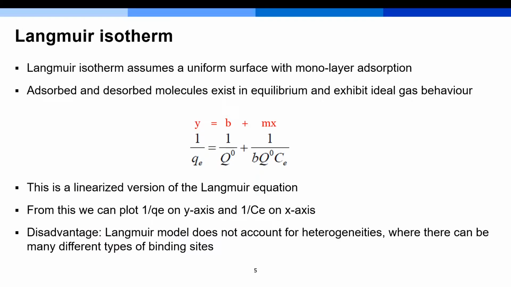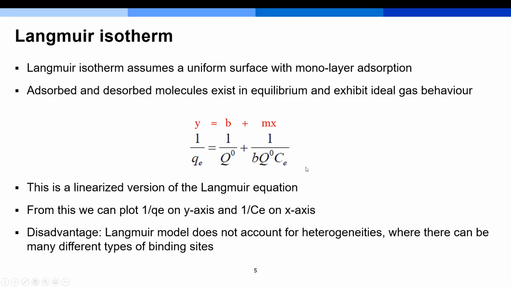So we'll be looking at two different isotherms today. The Langmuir is the first one we're looking at. So the Langmuir isotherm assumes a uniform surface with monolayer adsorption. The adsorbed and desorbed molecules also are assumed to exist in equilibrium, and they exhibit the ideal gas behavior. So the Langmuir isotherm is described by this equation here, and this is the linearized version of it. So we have 1 over QE, and that is our y term when we're actually going to be plotting this. And we have 1 over CE as our x term.